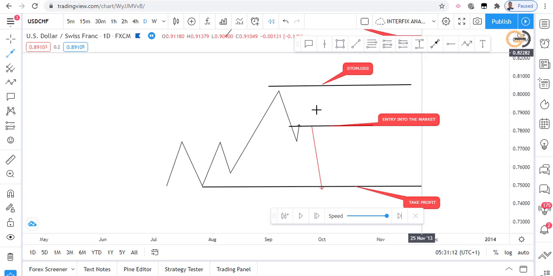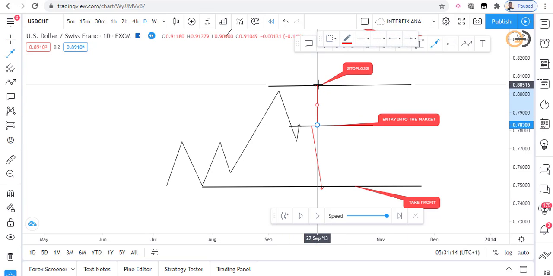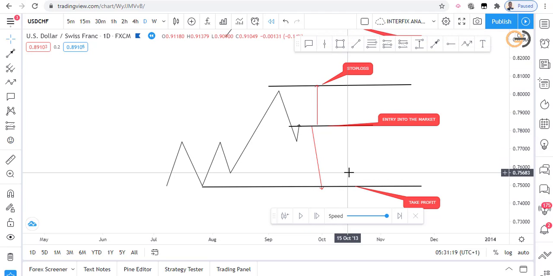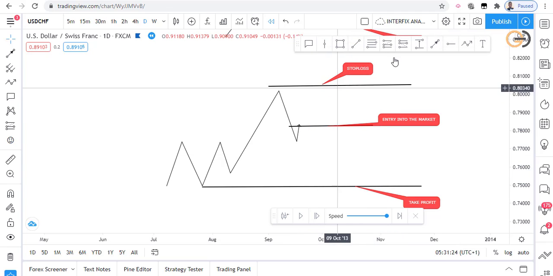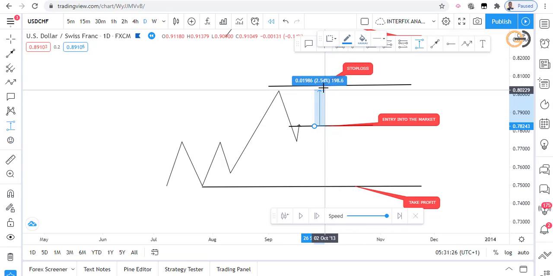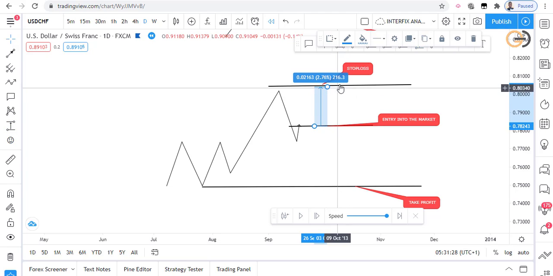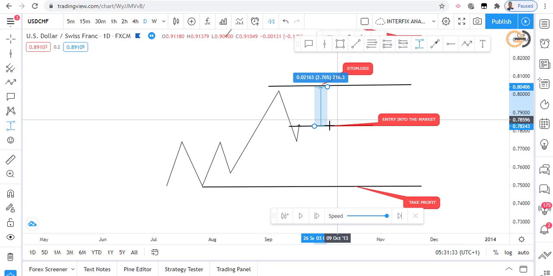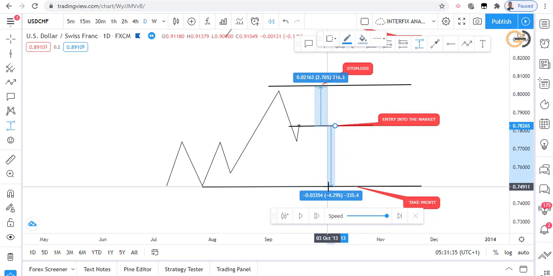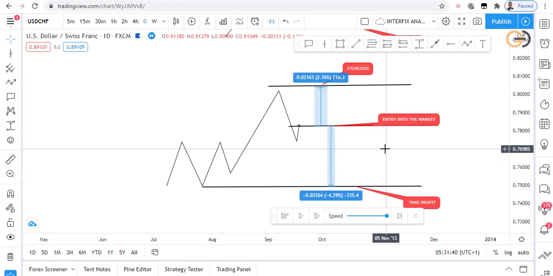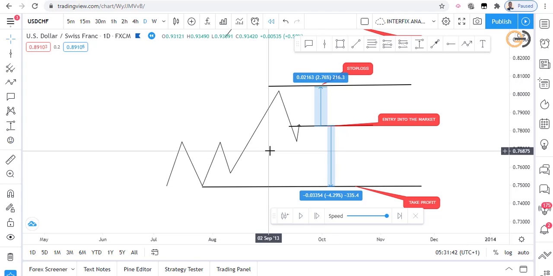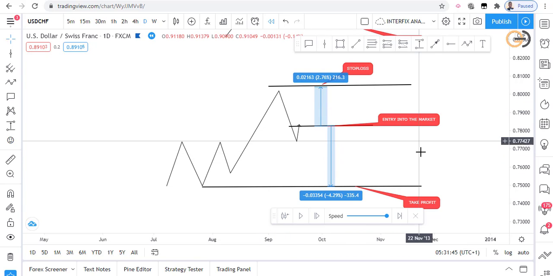Now look at the risk to reward. You are risking here to gain here. Let me use another tool so that you get it more clearly. And you're risking 216 pips to get 335 pips. Now remember we talk about pips. I will say pips is the movement in price.